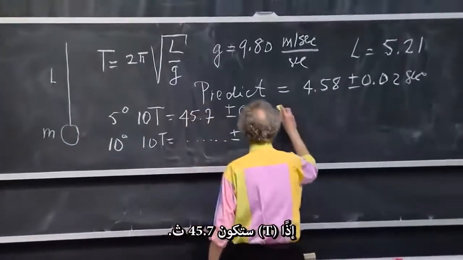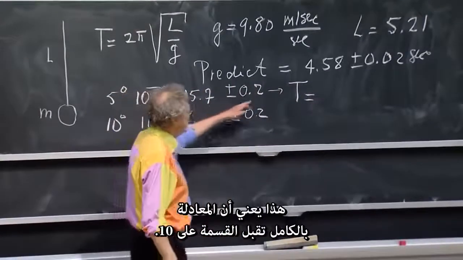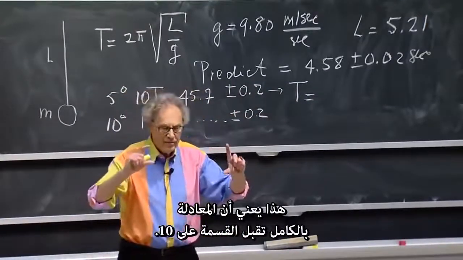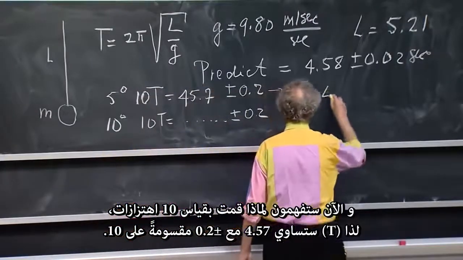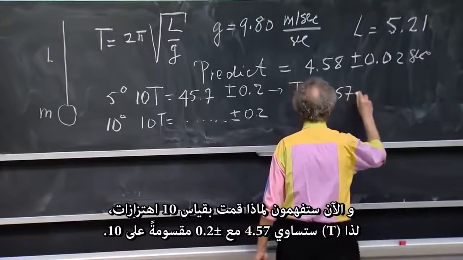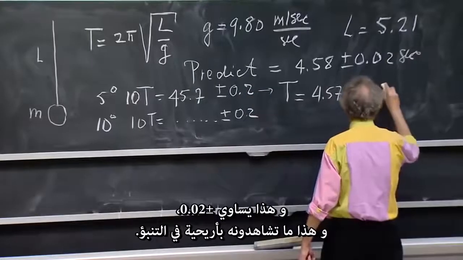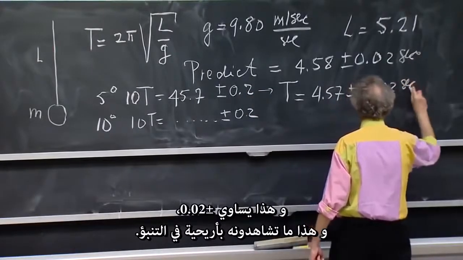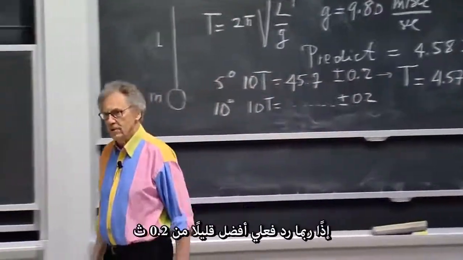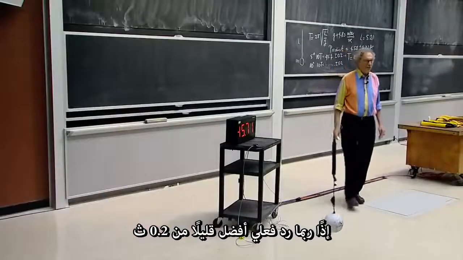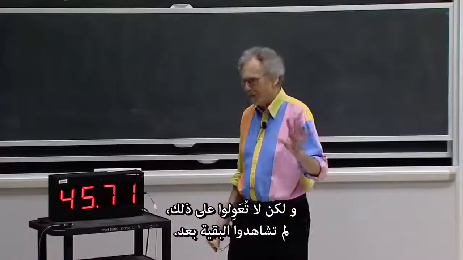4.57, so that becomes that T. That means this whole equation now has to be divided by 10. And now you will see why I measure 10 oscillations. So T is going to be 4.57 plus or minus 0.2 divided by 10. That is plus or minus 0.02 seconds. And you see, comfortably within the prediction. So maybe my reaction time is a little better than 0.2 of a second. Don't count on it because you haven't seen the rest yet.